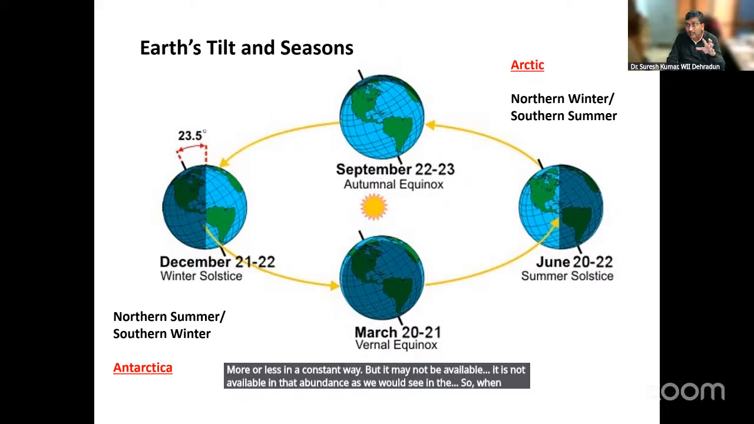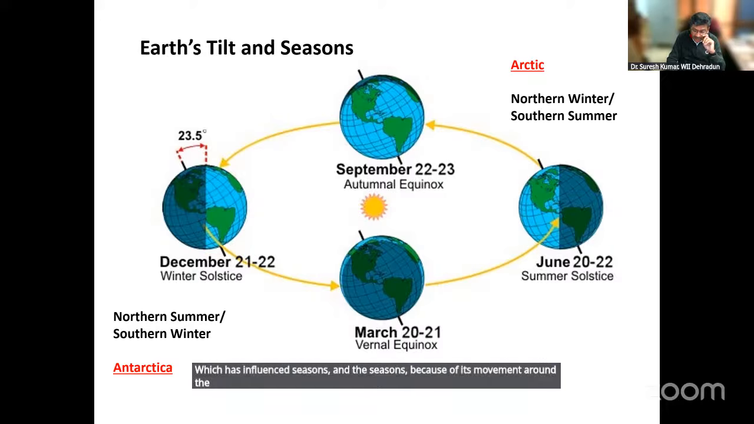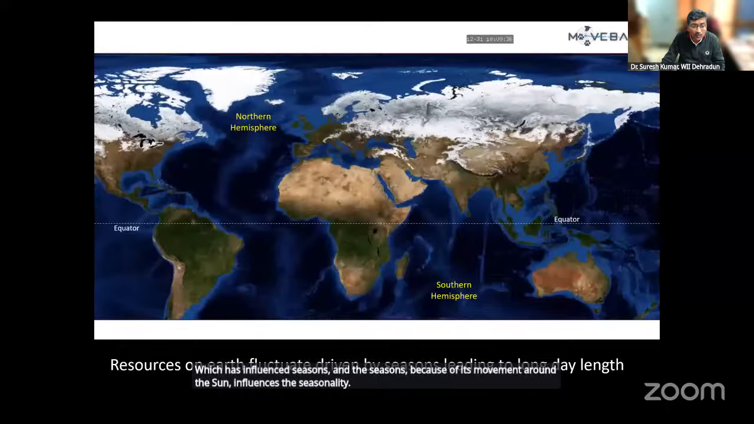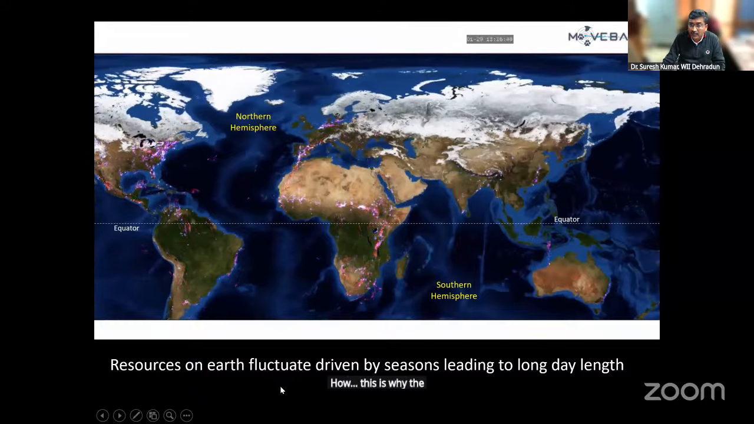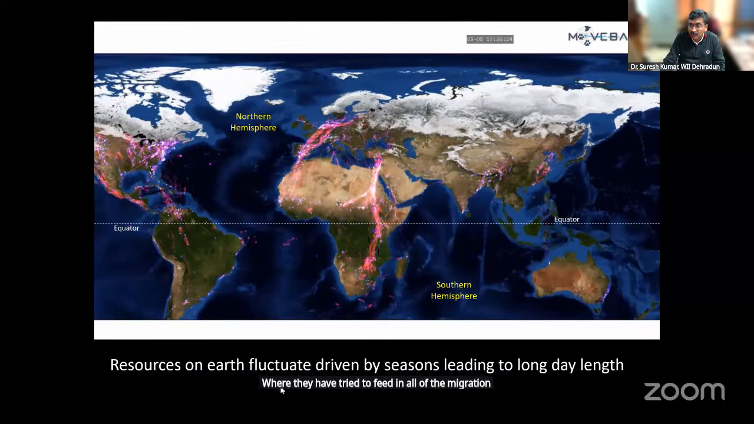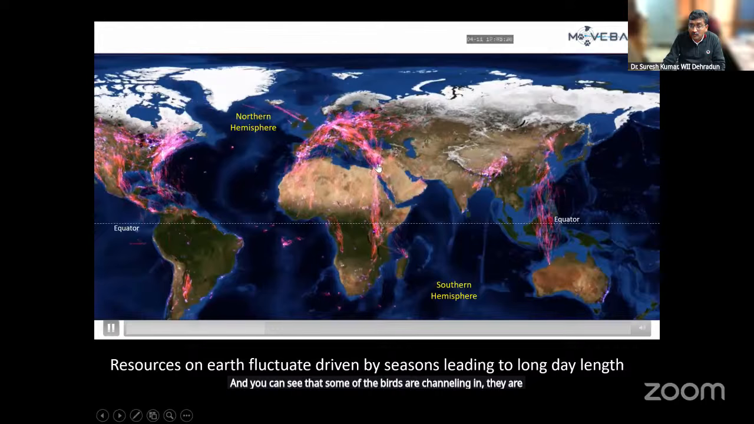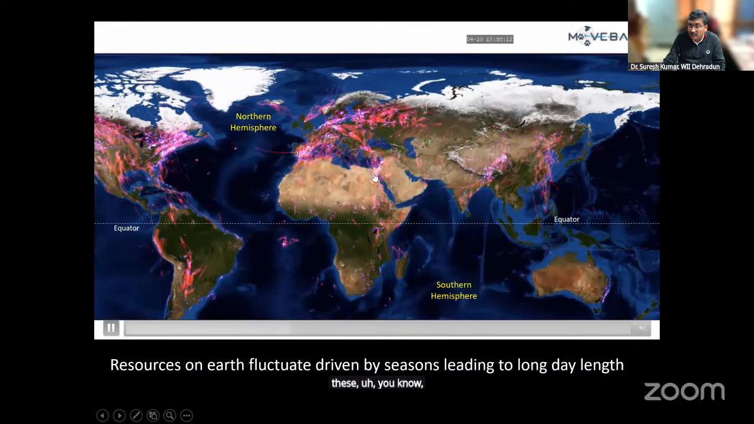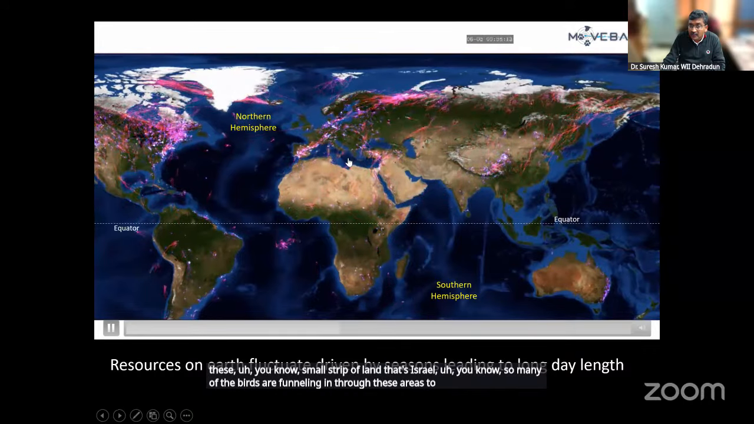So when we talk about migrations, it is very important to keep in mind that the Earth's tilt influences seasons, and the seasons, because of its movement around the sun, influence the seasonality. So here is one example to show you this by the Max Planck Institute of Animal Behavior, where they have tried to feed in all of the migration routes of birds that we know. And you can see that some of the birds are funneling into this small strip of land that's Israel. So many of the birds are funneling in through these areas to avoid crossing the Mediterranean Sea.